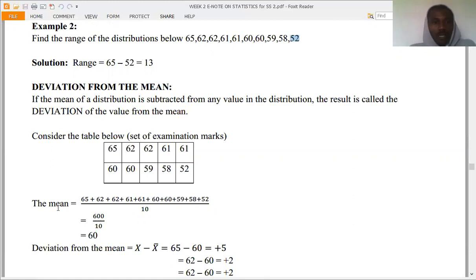Now let's calculate the mean of this data. The mean is given by 60. When you add up all the numbers and divide by 10, because there are 10 data in the data set, the mean is 60.